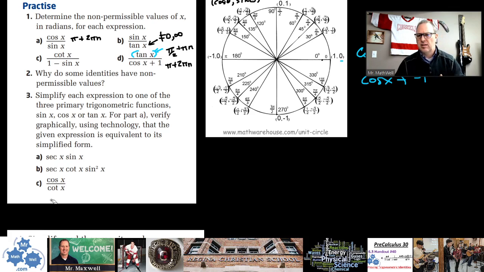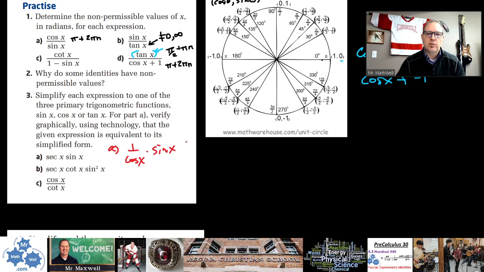Cotangent is cos over sine, okay? Things like that. So let's do a couple of those. Simplify each expression to sine, cos, or tan, and verify graphically using technology. I'll do one of those for you as well. So for A, we've got 1 over cos x times sine x. Write it as one of the 3.